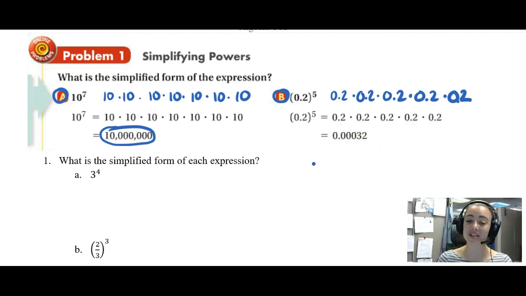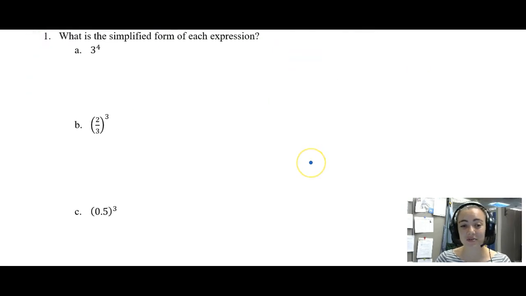So now pause the video and try these on your own. Remembering that that exponent is that little number at the top that tells you how many times you multiply that base, that larger number.